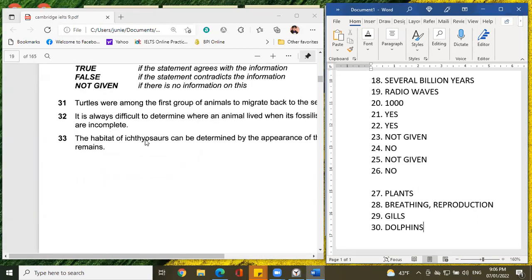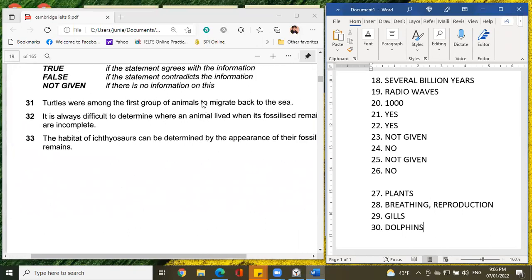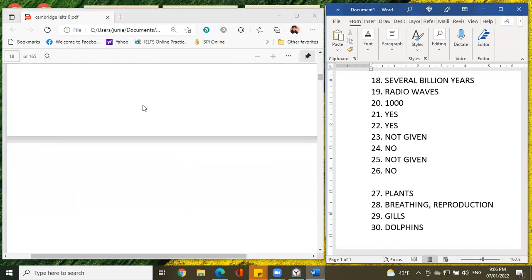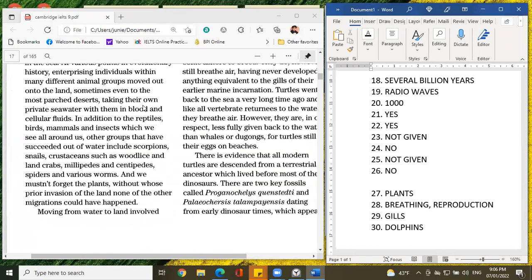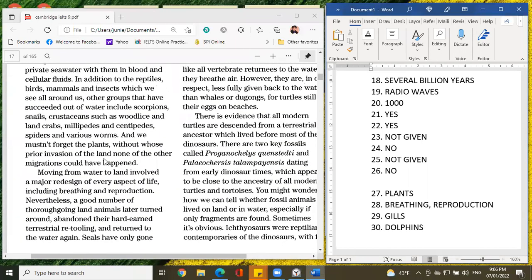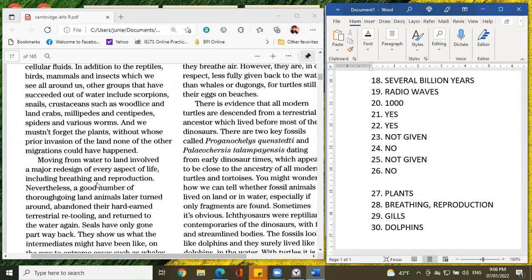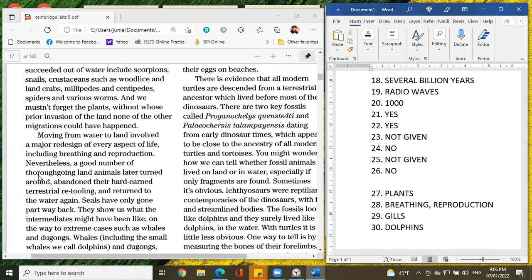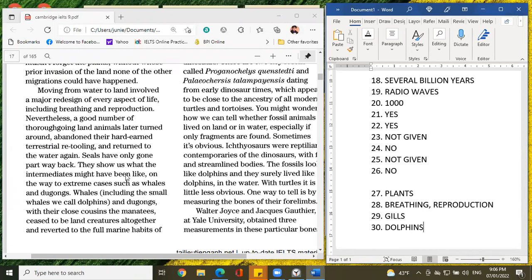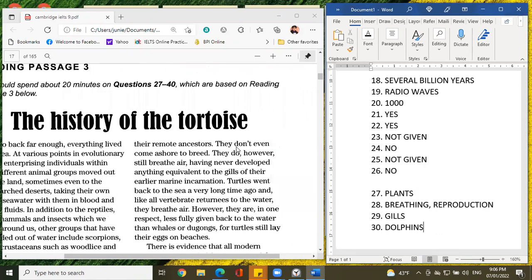okay na yan. True, false, not given. Turtles were among the first group of animals to migrate back to the sea. First ba sila? A good number of land animals turned around, abandoned their land, and they show us right whales and dugongs. Bumalik sila sa dagat.